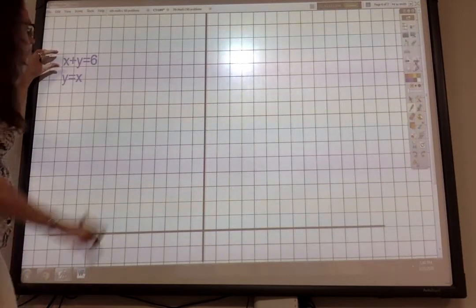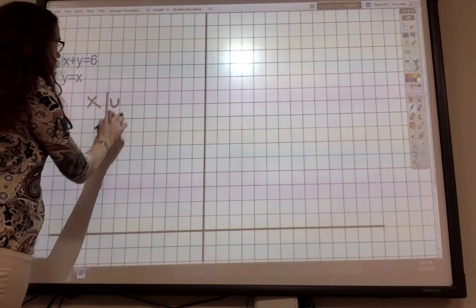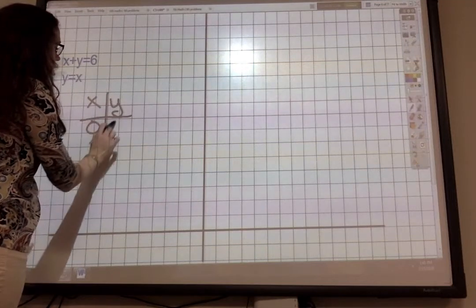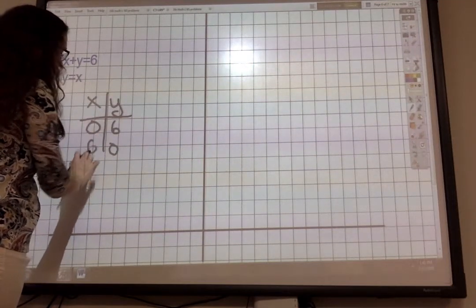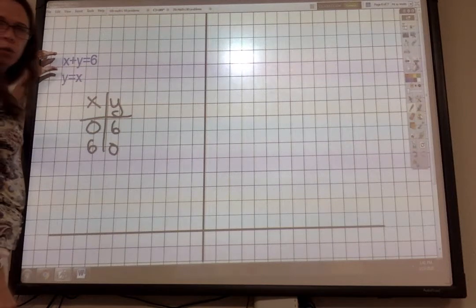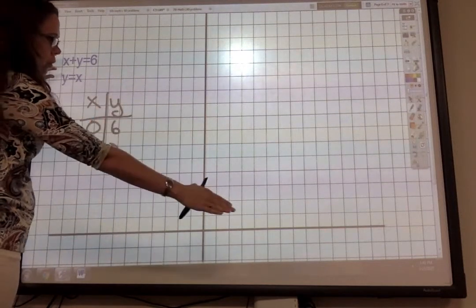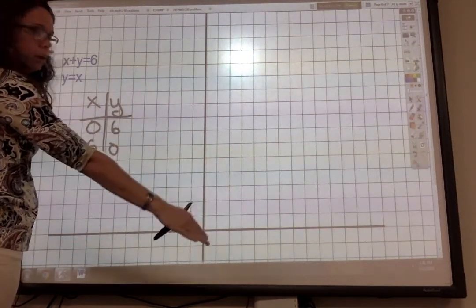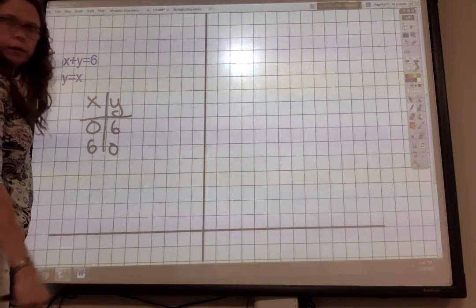Hopefully you can tell that if we use our intercept method, if x is 0, y is 6, and if y is 0, x is 6. So they're hoping that you can picture what that line looks like. I think we've already graphed that line once before in this lesson.